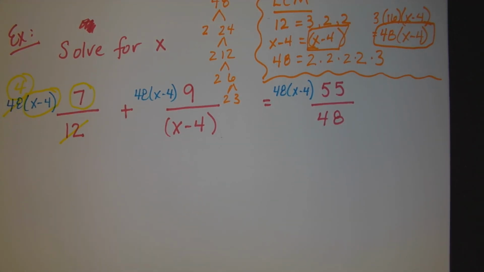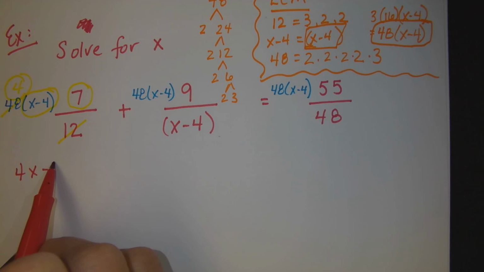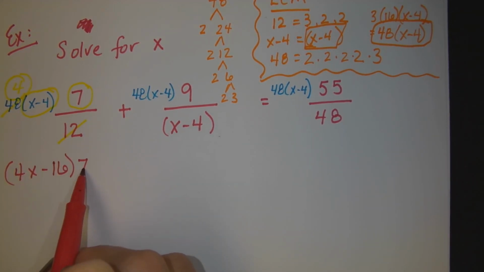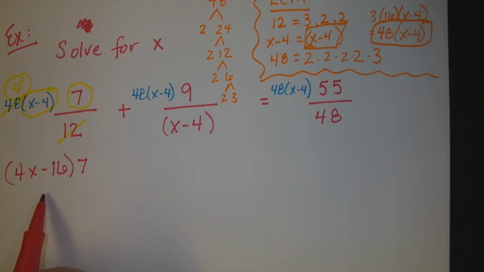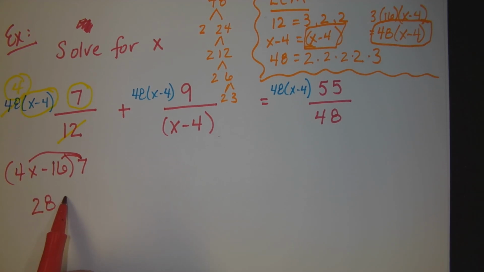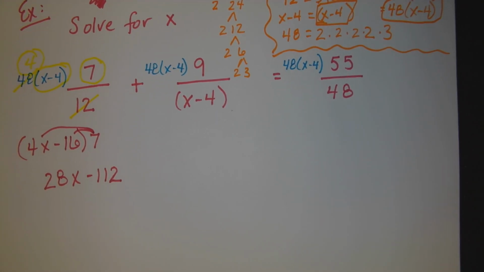We have to distribute twice. So you're going to end up with 4x minus what? 16 times what? 7. So let's go ahead and do that. 7 distributed. 28x minus, is it 112? Yeah, 112. Good. Like I said, we're going to have higher numbers, and that's okay. Any questions on this first term?